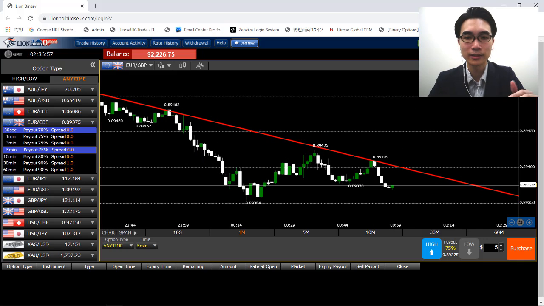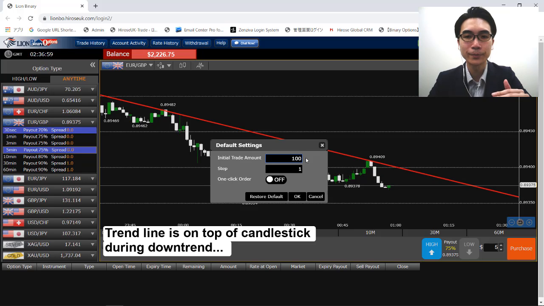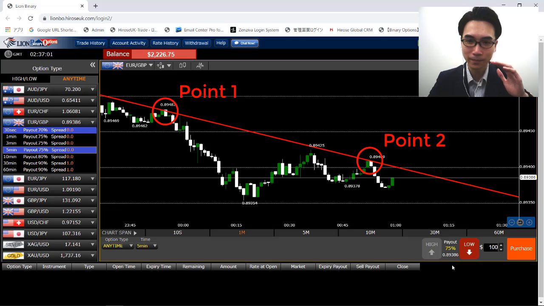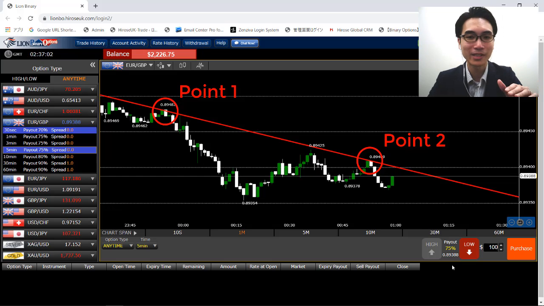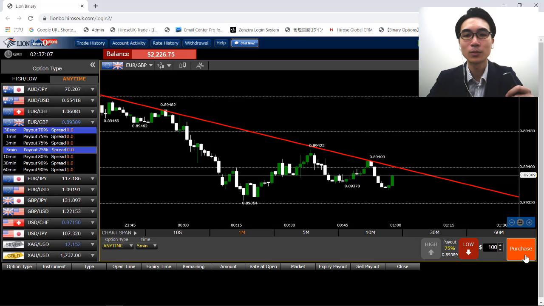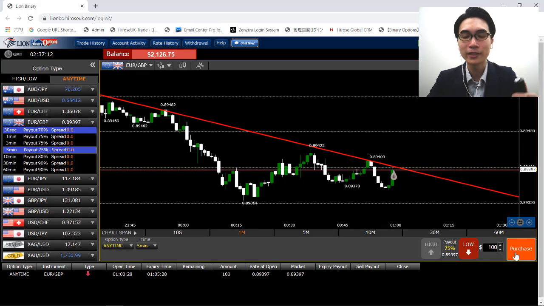When the trend is a downtrend, the trend line is going to be on top, which means the 2 points you're looking for are the tops, the higher prices within a particular period of time. Here, I have connected two higher highs, this one here and this one here. Once I connect these 2 points, we have a trend line on top of the candlestick chart. Let me place an option here first.